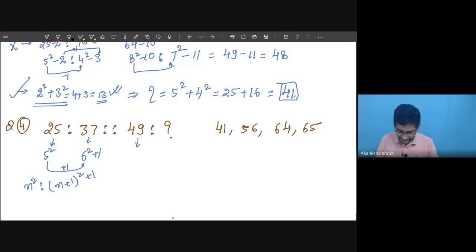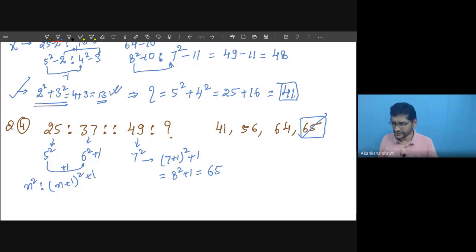So this is like our 7 square. It means we shall increase this 7 by 1, their square plus 1. So it is like our 8 square plus 1. So it is 64 plus 1, which is 65. Answer is 65. So it was this one. It was very easy. Okay, student?